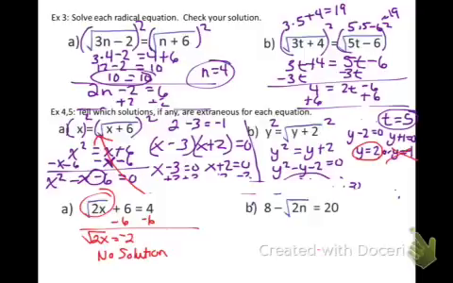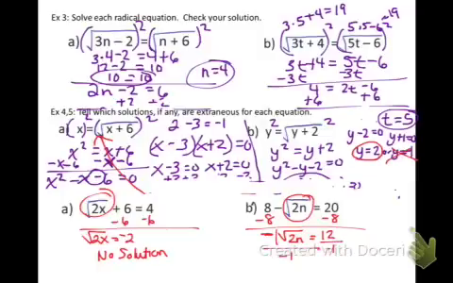Let's try this one. Square root by itself, so I need to subtract 8. So it's negative square root of 2n equals 12. You have a negative on the outside of the square root, so you have to divide by negative 1. Square root of 2n equals negative 12. Again, you cannot have a square root that equals a negative number, so it is no solution.